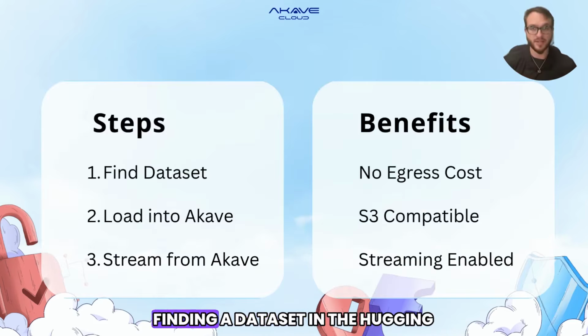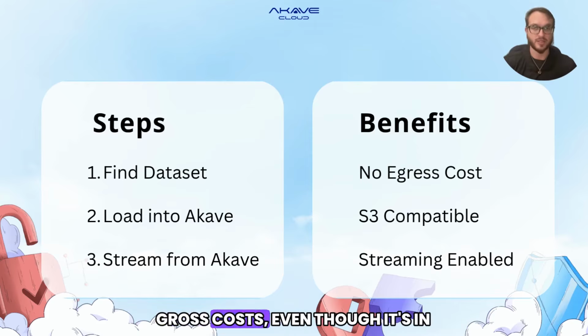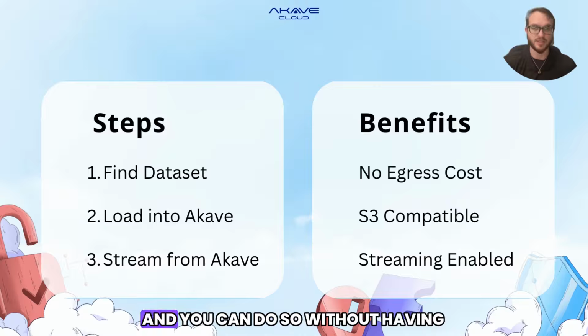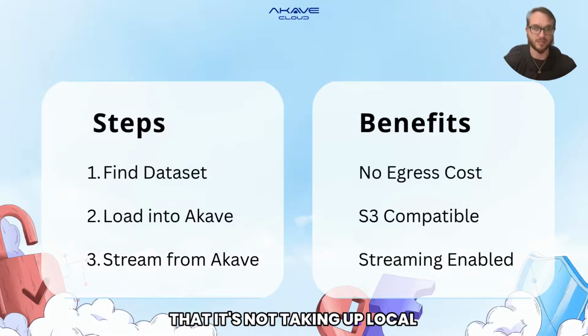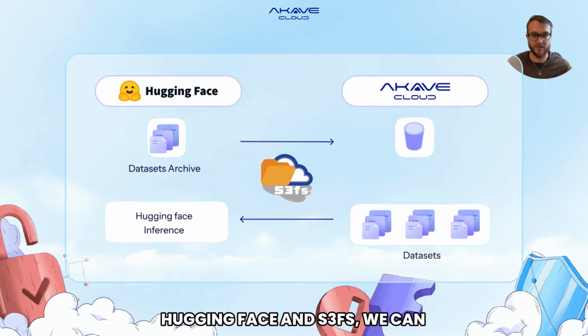For this demo, I'll start by finding a dataset in the Hugging Face datasets library, loading it into Akave with our S3 compatible storage, and then streaming it directly from Akave. This enables you to access the data without having to pay an egress cost, even though it's in the cloud. You can easily transfer it with S3FS because of its S3 compatible gateway, and you can do so without having to download the full dataset, so that it's not taking up local storage, and you can still quickly and easily run inference across it.